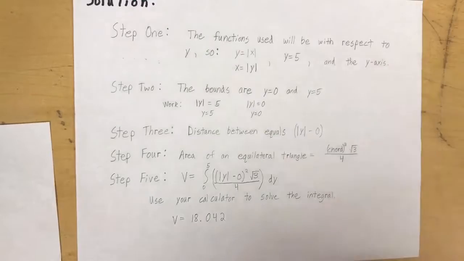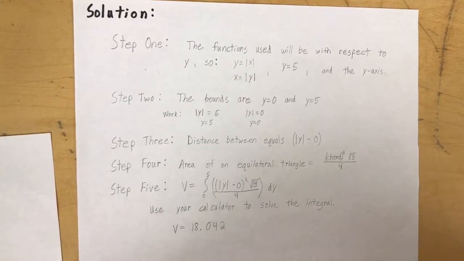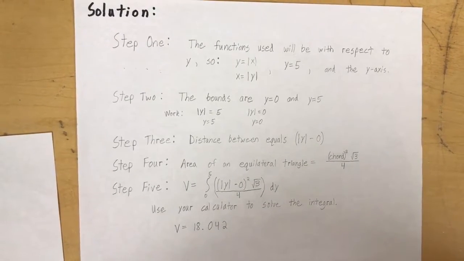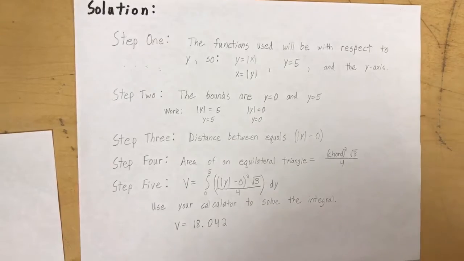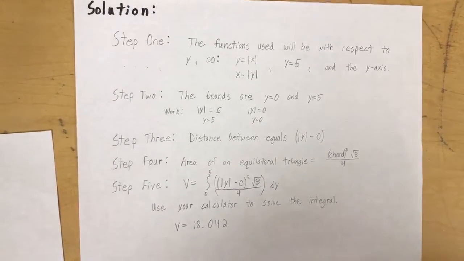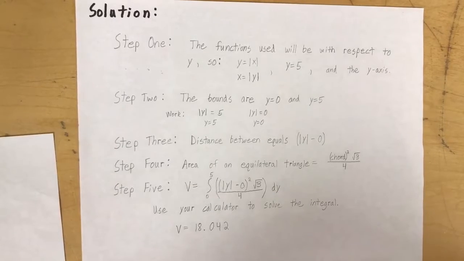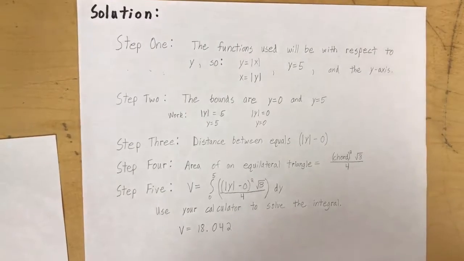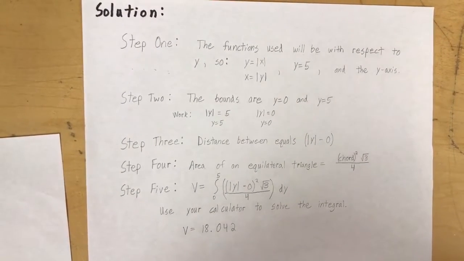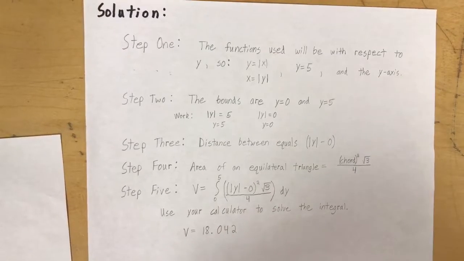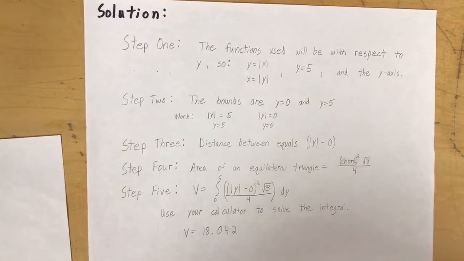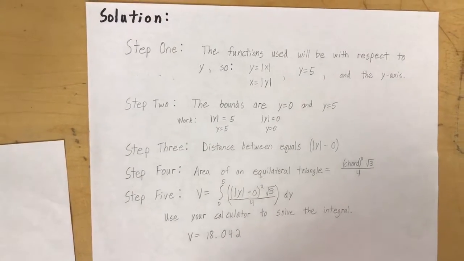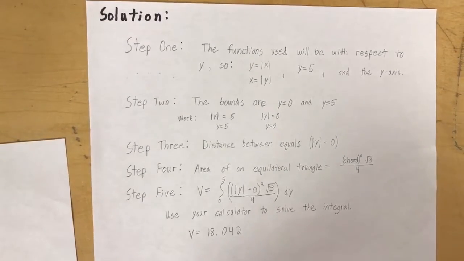So here's our solution. Step 1, the functions used will be with respect to y, so we got to convert it into x equals something. So we got x equals the absolute value of y, and y equals 5, and then we also are bounded by the y-axis. So the bounds we found are y equals 0 and y equals 5, and then the distance will be the absolute value of y minus 0. So then we find the area of an equilateral triangle with respect to our function, and then we put that in our integral with respect to y, put that in your calculator, and you get 18.042, and that is the volume of a solid with known cross sections.